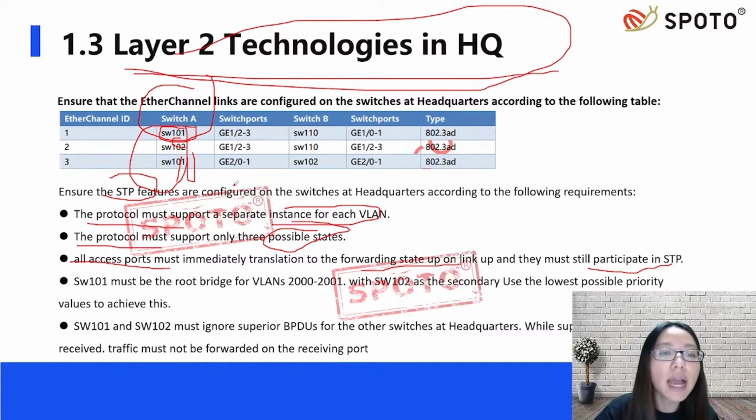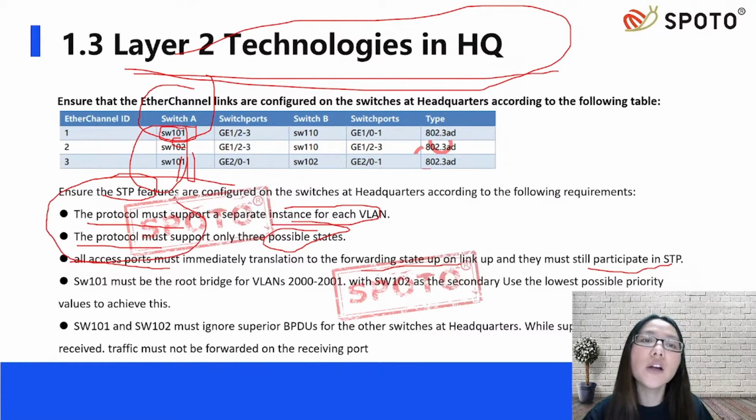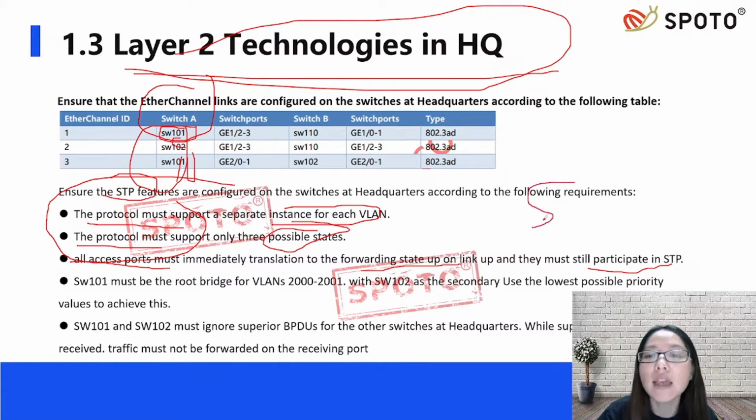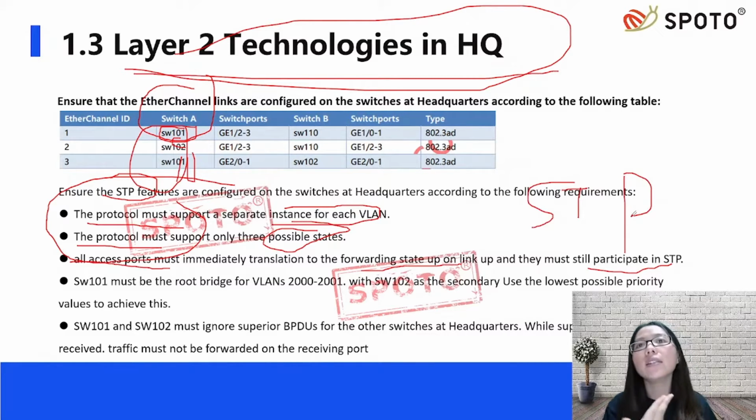So I want to ask everyone, according to this requirement, which STP type should we use? Such as Cisco has MSTP and PVST Plus.